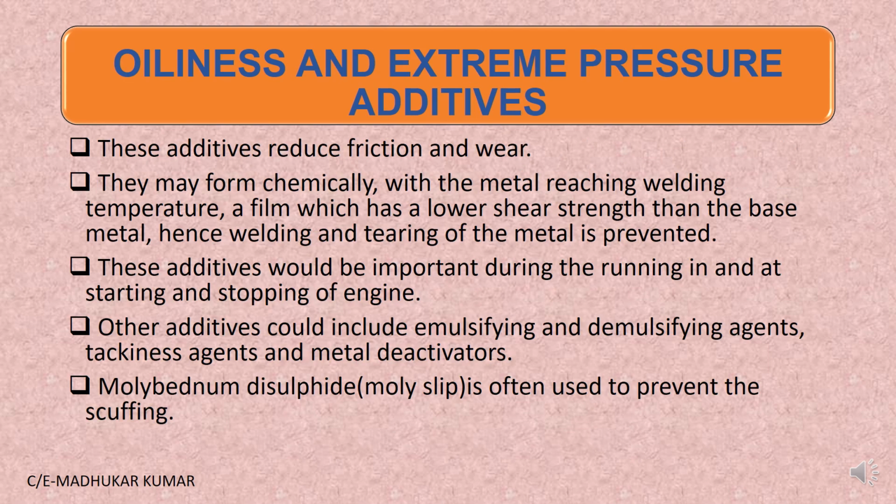Oiliness and extreme pressure additives. These additives reduce the friction and the wear, and they may form chemically with the metal reaching welding temperature. So basically, when friction and wear happen, temperature is also going to rise. And when the temperature rises, we have lower shear strength than the base metal, and hence welding and tearing of the metal is prevented with the help of the extreme pressure additives.